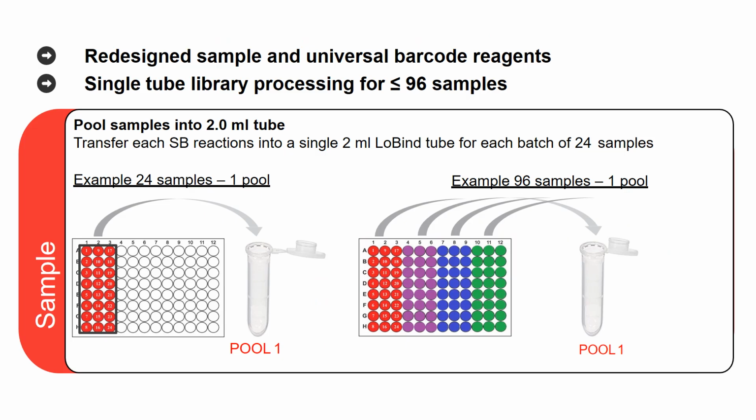The other thing that has also been improved in AllType FASTplex version 2 is the redesigned sample and universal barcode reagent. And now you can have only one single tube library processing even for more than 90 or even up to 96 samples. So whether you are a small lab that utilizes only 24 samples, or a medium or big-size lab that utilizes 96 samples, you can pool your library into one tube.